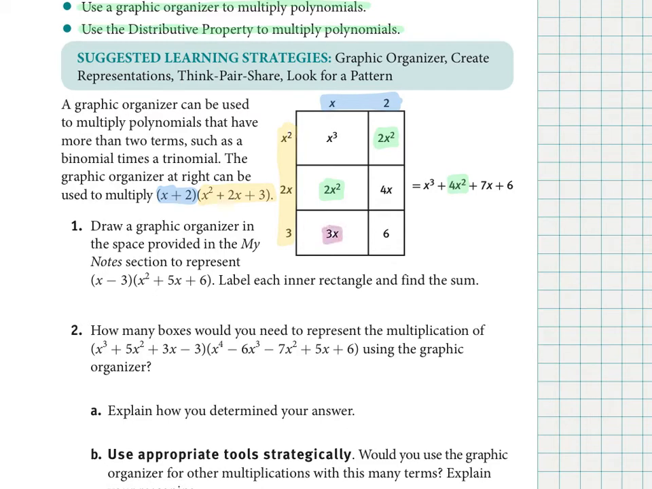Then we have our x's. So we have a 3x and a 4x. We can see that gives us 7x. And then we have a lonely number 6. So that's how we were able to combine any terms that are like and get our following results.